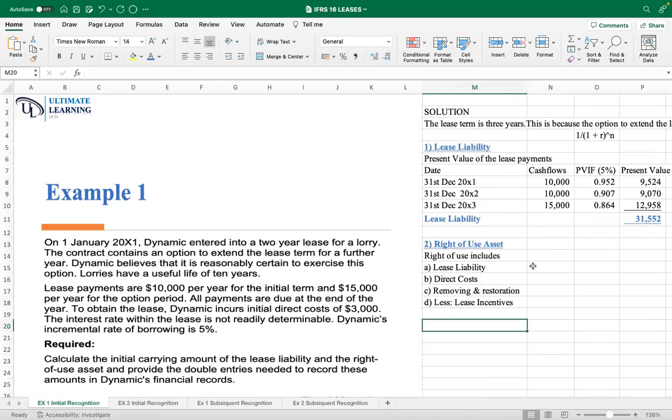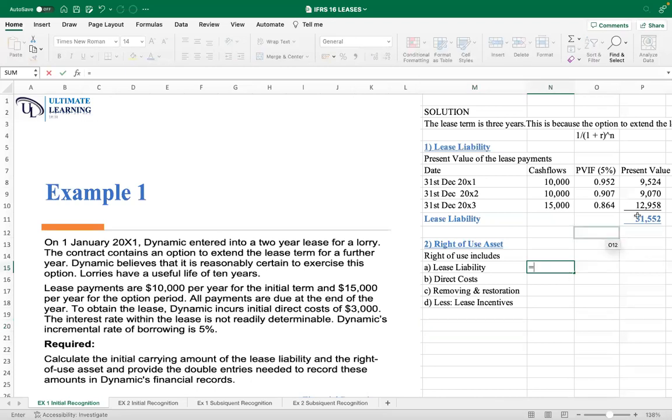So what is there we account for? For example, lease liability, we have already calculated it. It is 31,552. Do we have any direct costs? Okay, what I was struggling with, I've remembered it. Number 4, any advance payment made, advance on commencement. I will explain what that is with an example. And E, less lease incentives.